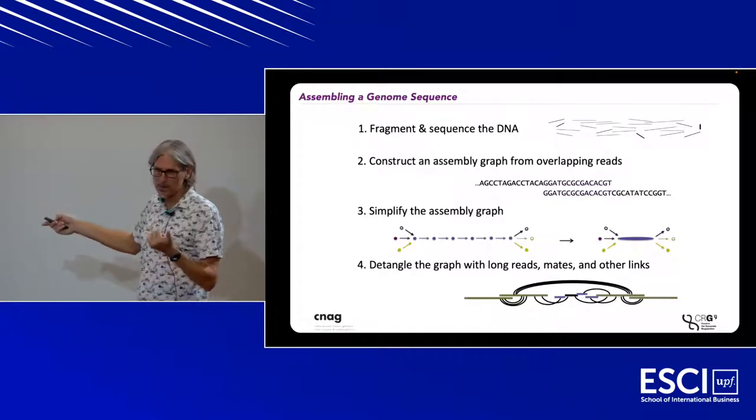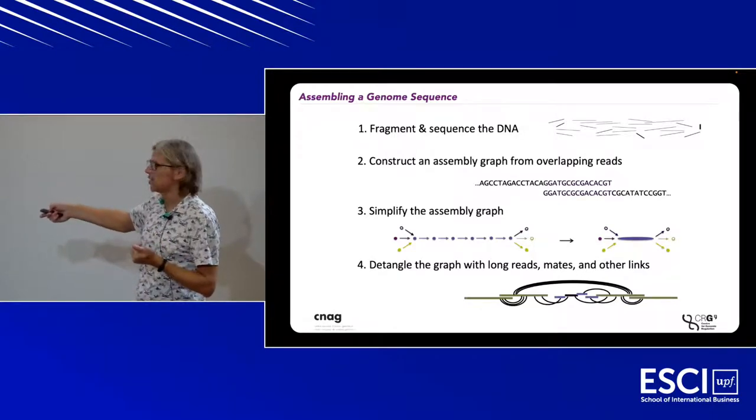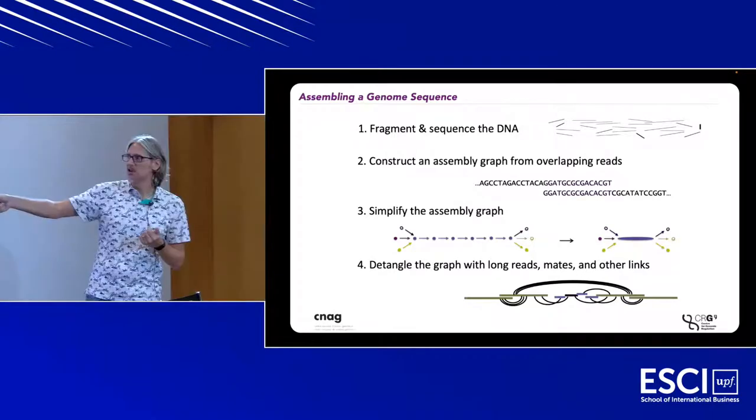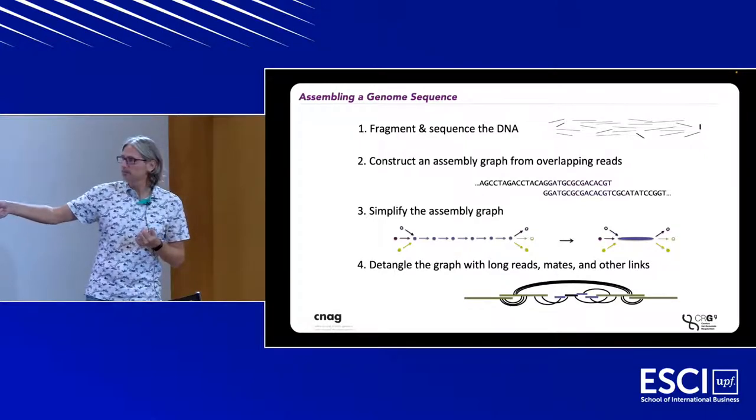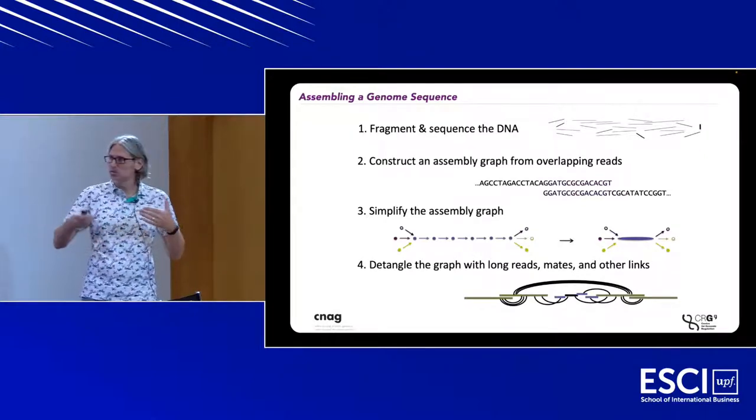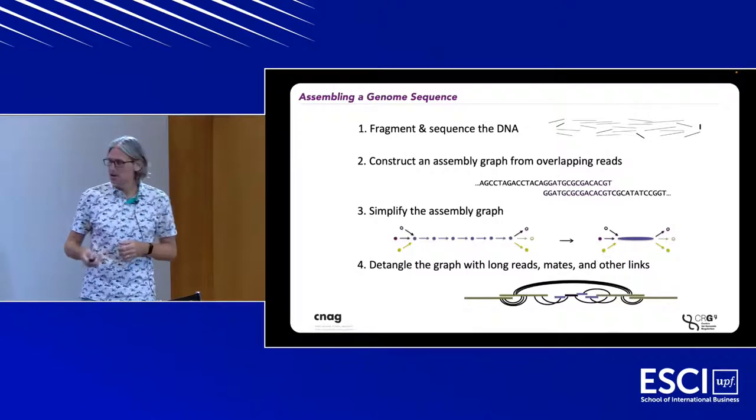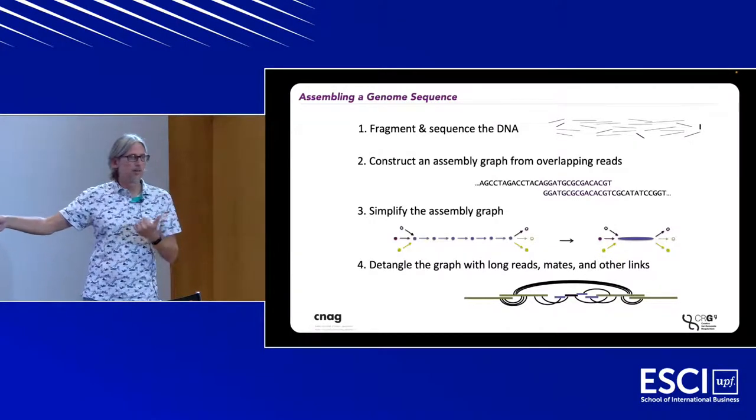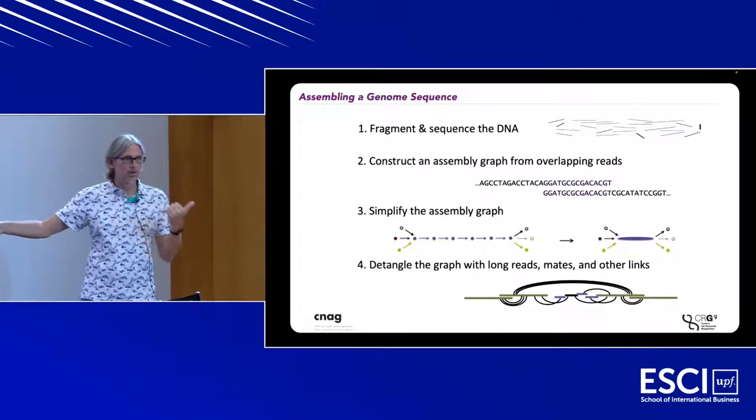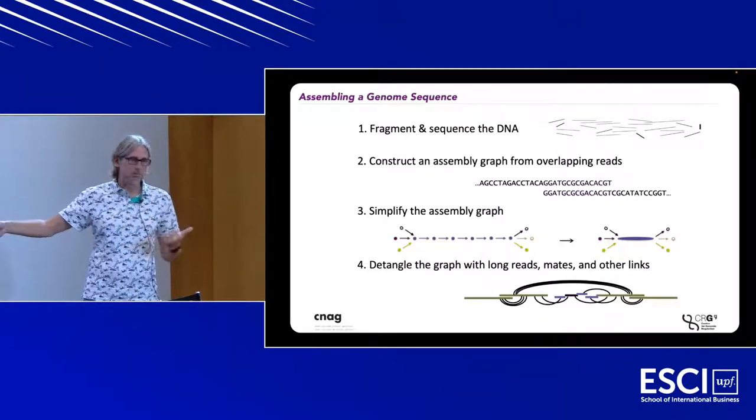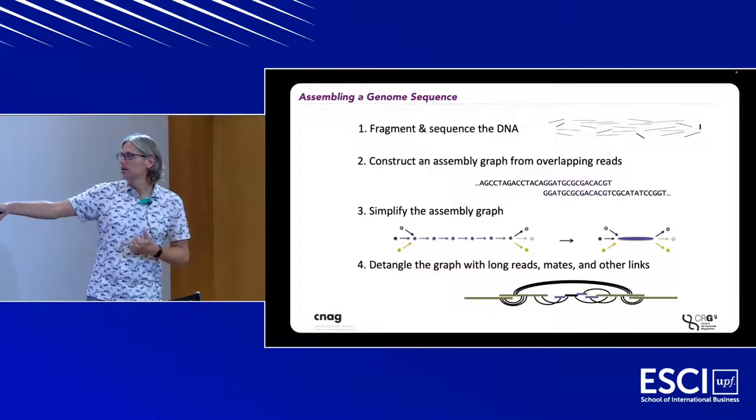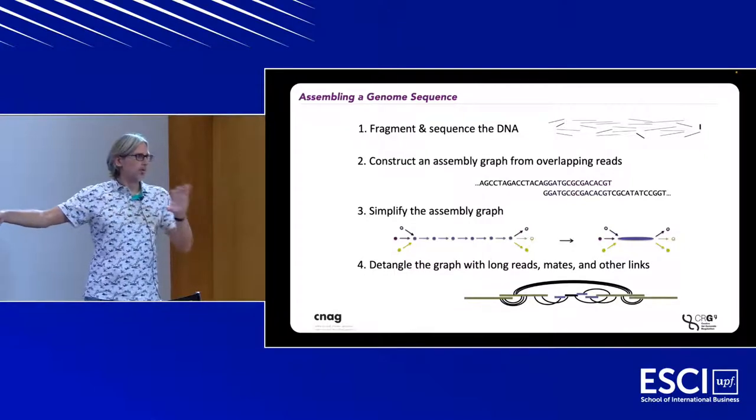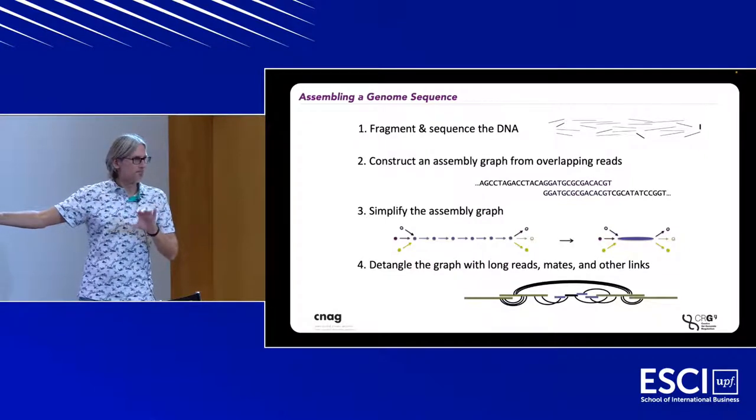And using different types of algorithms, you can detect where they overlap, meaning they share the same sequence. Okay, if they share the same sequence, we can join them together. And you can create any number of assembly graphs. It could be a De Bruijn graph, it could be an overlap graph, a string graph. We work with graphs all the time, okay?